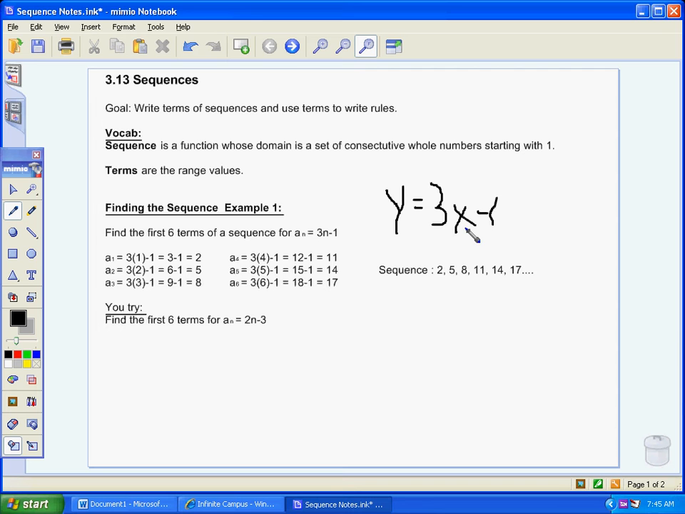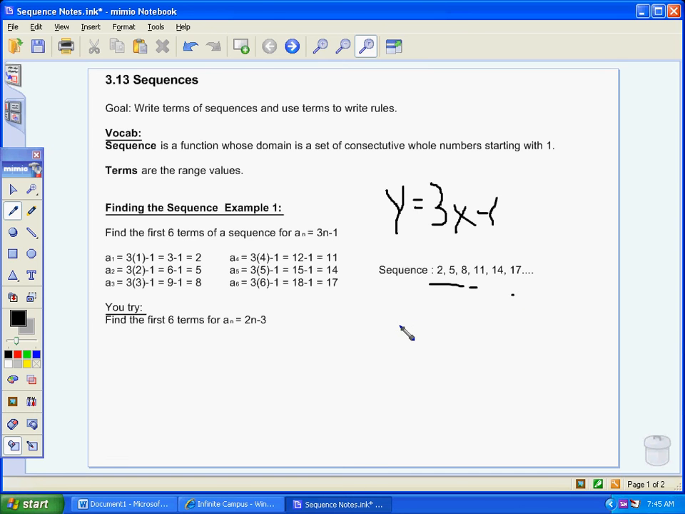Whereas we would have plugged in 1 to find the y value, 2 to find a y value, and so on, we're doing the same here. Plug in 1, you get 3, 3 minus 1 is 2. Plug in 2, you get 6, 6 minus 1 is 5, and so all the way down to 6. 3 times 6 is 18, minus 1 and you get 17, and here is your sequence.